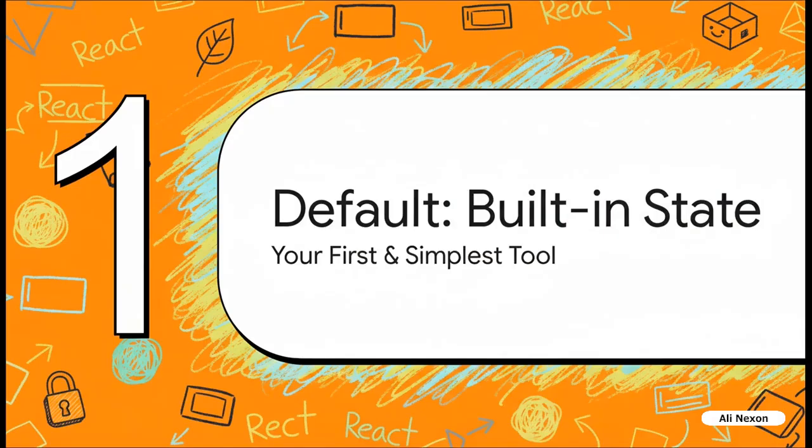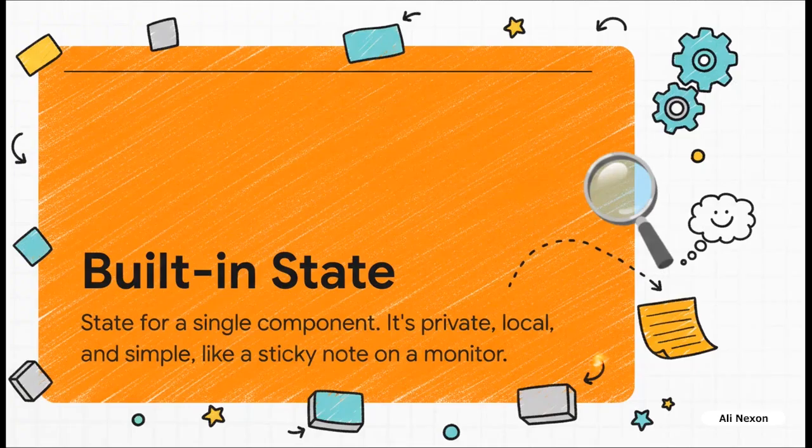So, where do we start? Well, we start at the beginning with the default tool in every single React dev's toolbox, built-in state. This is your foundation, your home base, and honestly, a lot of the time, it's all you're ever going to need. I love this analogy. Think of built-in state, using hooks like useState, as a sticky note you slap right on your monitor. It's for a quick, local reminder that only that one component needs to see. It's private, it's simple, and if a component is just minding its own business, this is hands down the best, most performant way to go.